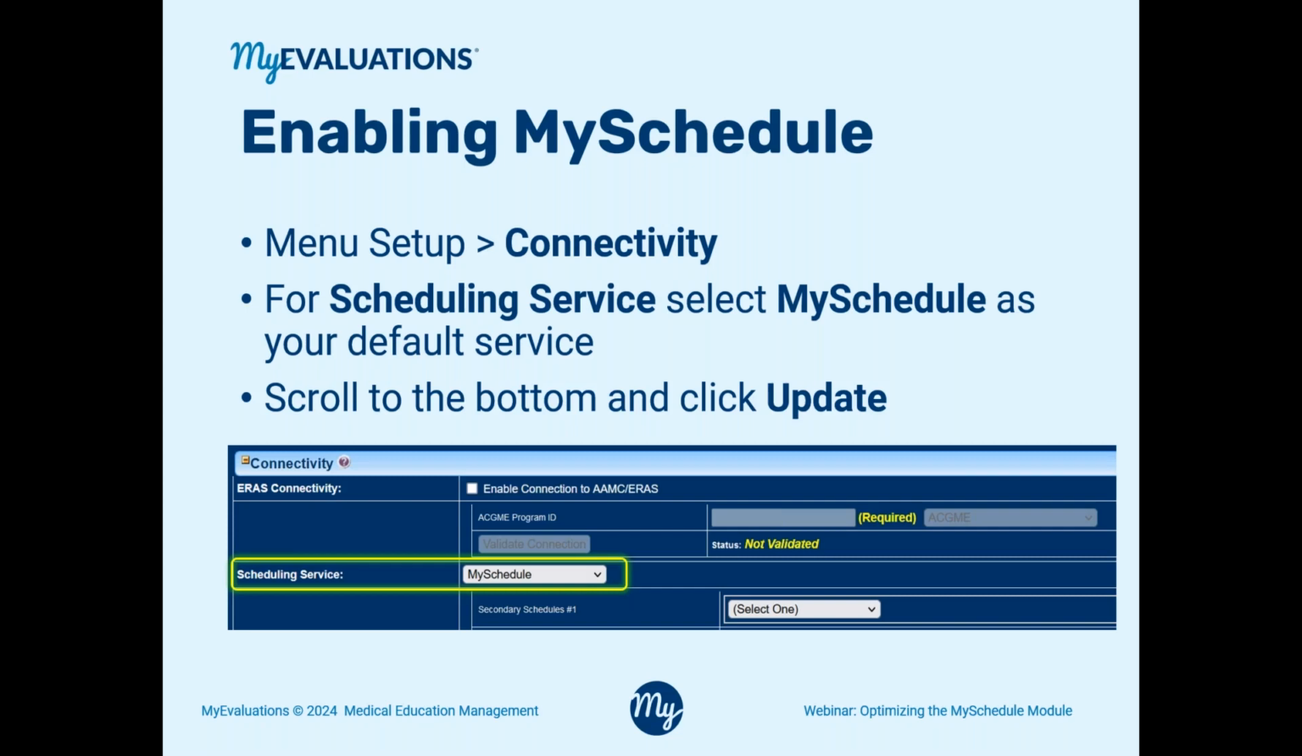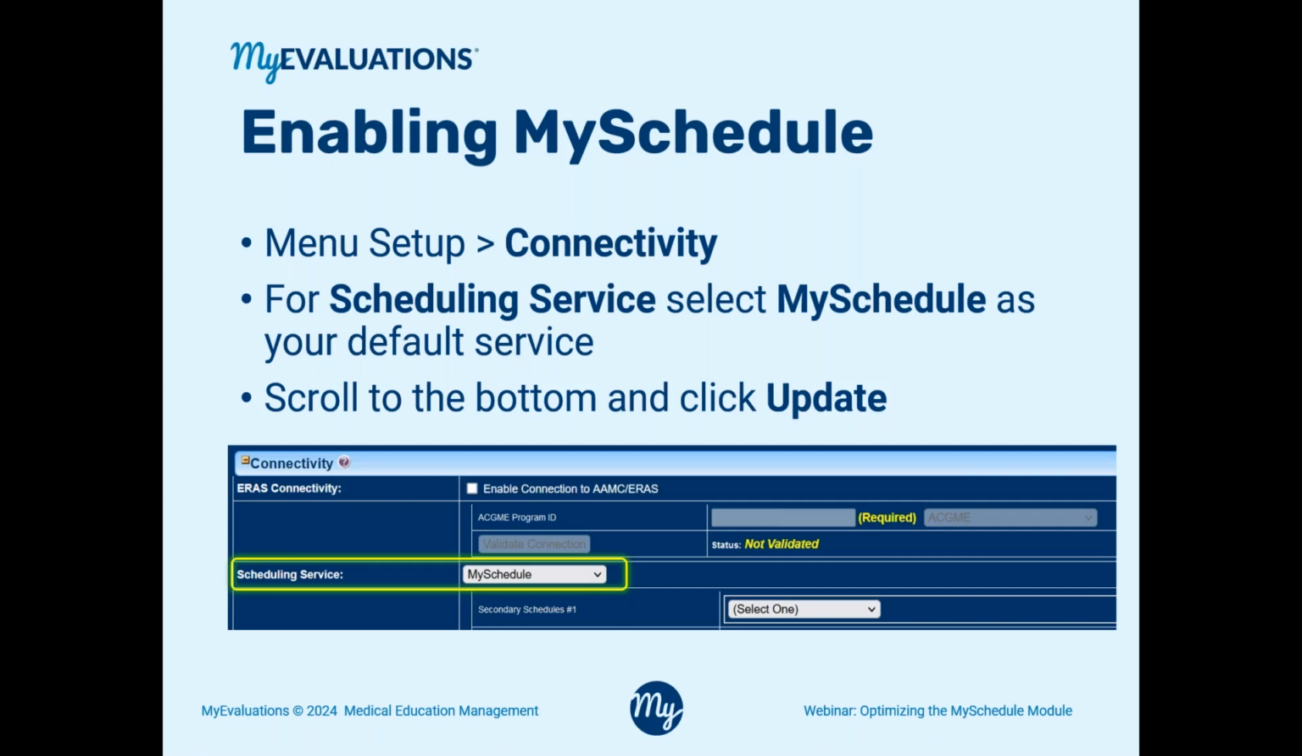When you go under connectivity and you select MySchedule here, what you're doing is you're asking the system to use MySchedule as your default service. So the difference here is MySchedule doesn't become your secondary schedule, it becomes your primary schedule. So before you select MySchedule as your primary schedule, you want to make sure everything is set up. You want to make sure your schedules look the way they do. They will have been posted, which we're going to review all of that during this webinar.